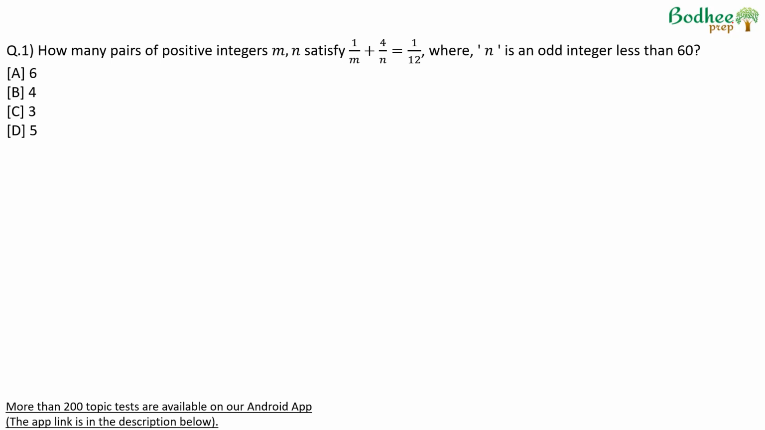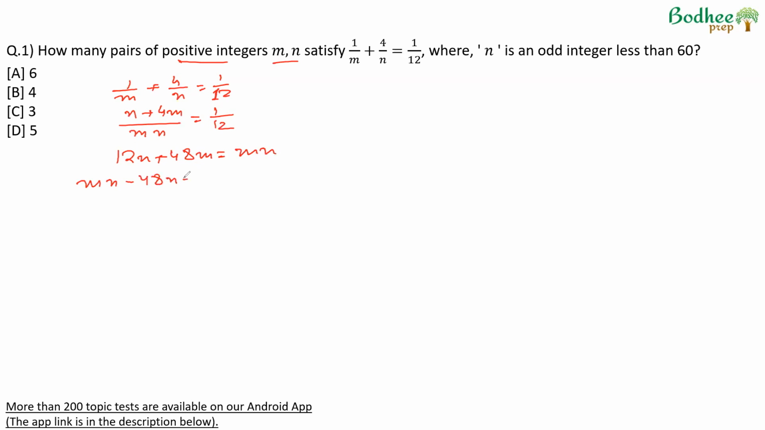question 1 says, for how many pairs of positive integers m and n satisfy 1 by m plus 4 by n is equal to 1 by 12? Now, this is a common application of factors. We take the LCM mn, n plus 4m over mn is equal to 1 by 12. We cross multiply: 12n plus 48m is equal to mn. Take mn on one side: mn minus 48m minus 12n is equal to 0.